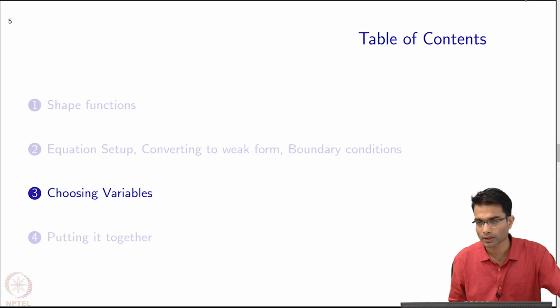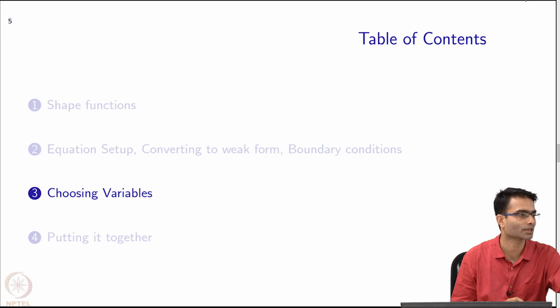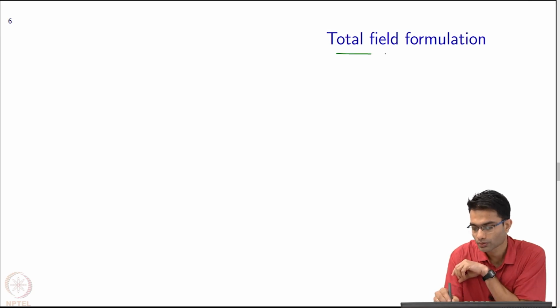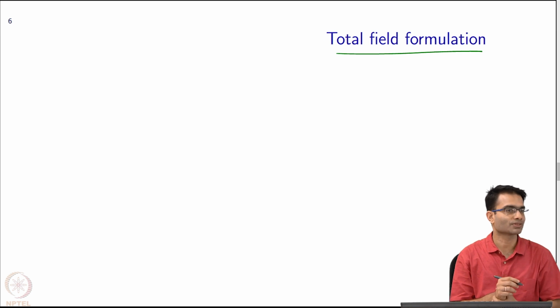Alright, so now we will come to how do you choose variables. We did not have much of a choice in the case of 1D, or we did not spend too much time on it, but we will have a look at it over here. So, what is called the total field formulation? This will look like a very obvious thing, because so far we have been only talking about total field formulation.